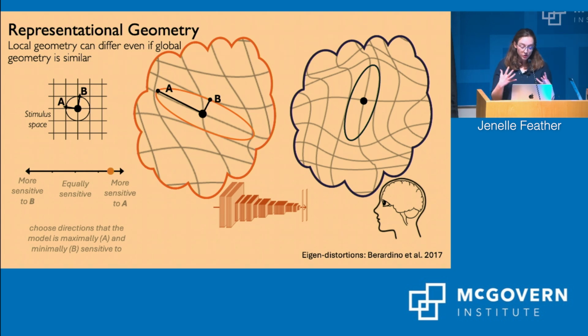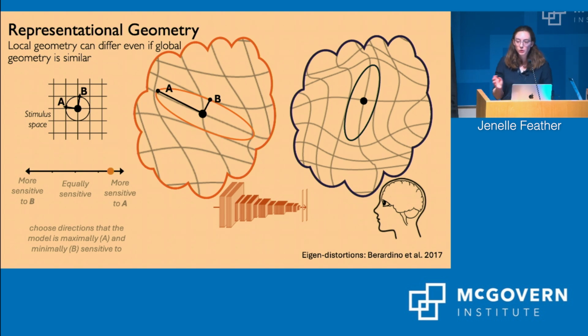And so previously, there actually was some work looking at this local geometry for a single model, which suggested that what you should do if you wanted to compare one model with a human observer is, in the model, you should find one direction that maximally changes the representation and another direction that minimally changes the representation. And these are the optimal two directions that you would use in order to probe the human representational space.